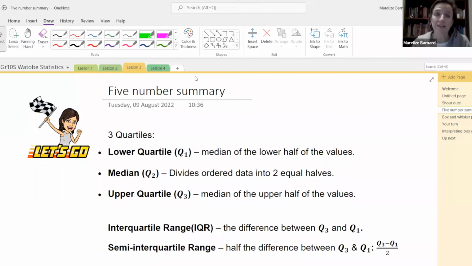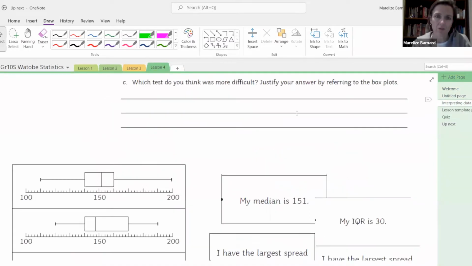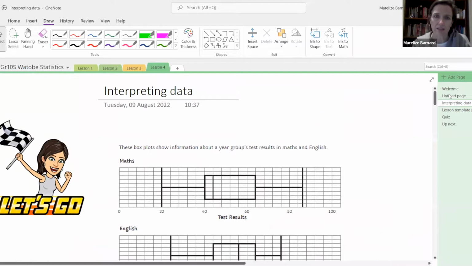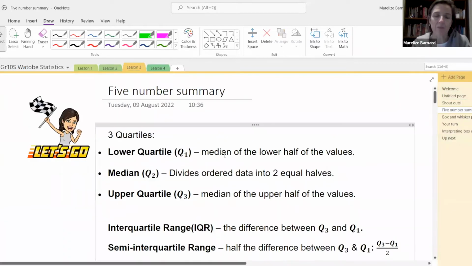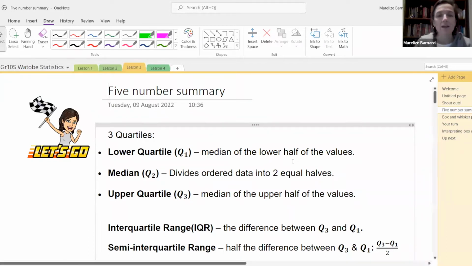So far we've done the mean, median, mode, range, all that stuff, and then we also did the estimated mean for group data, and today we're doing this. We're just going to do lots of interpretation, like exam type questions on Thursday. Thursday we have another quiz again. Okay, but let's kick off.